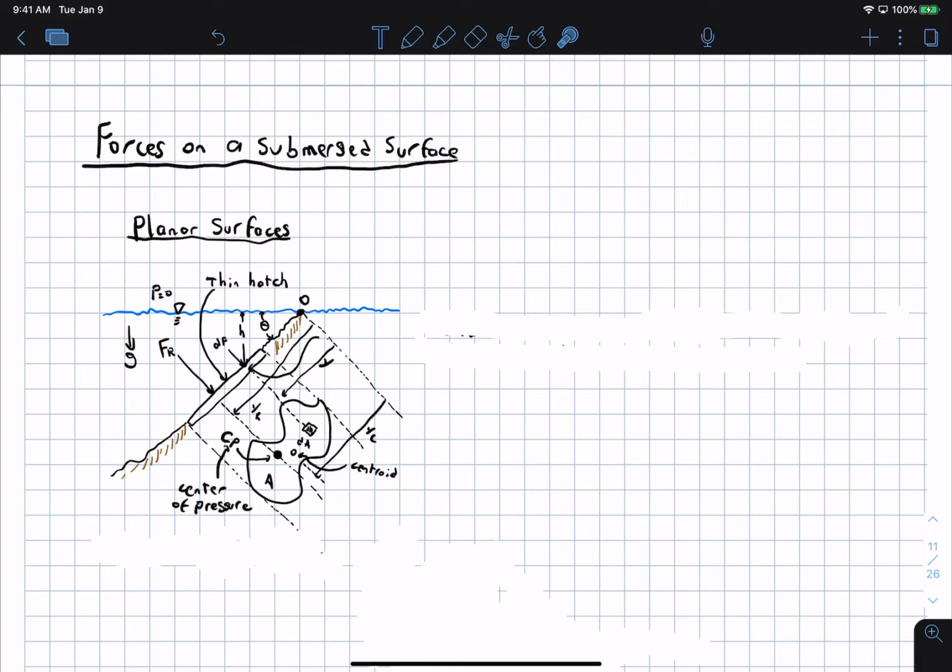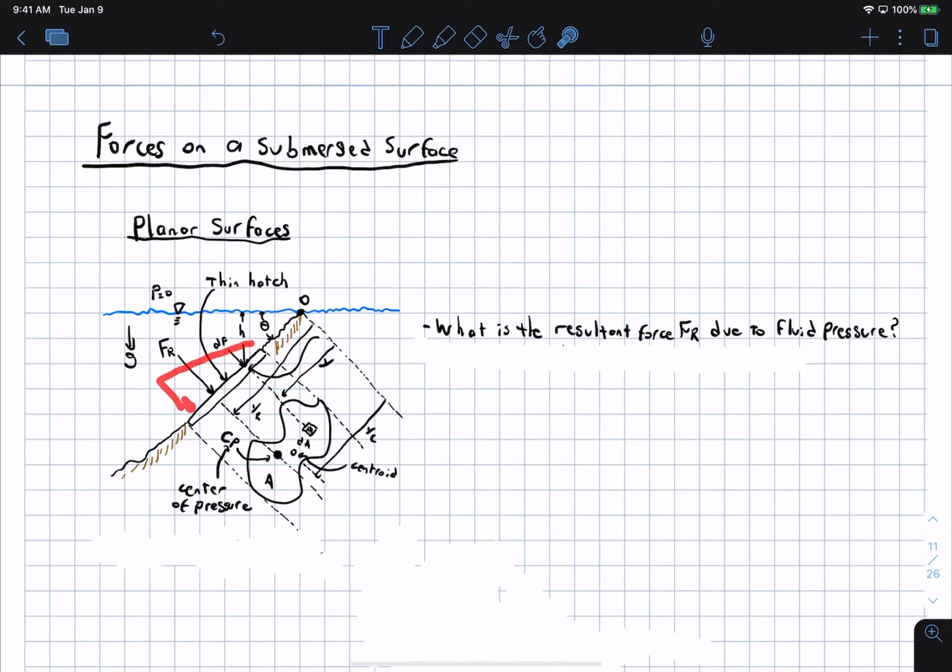Okay, and so we're going to assume that the hatch makes an angle theta with respect to the horizontal. And we're going to call the depth h, and we're going to call y the distance along the surface to a given point. Okay, and so y will be this distance here, which is the same as this distance here. Okay? And so now what we're going to find is the net resultant force due to the fluid pressure pushing on this gate. So what is the resultant force?